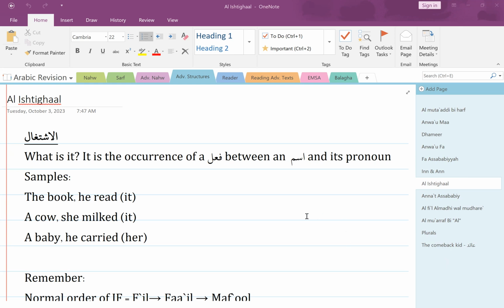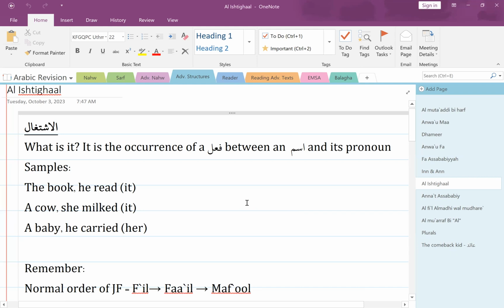So today is just al-ishtighaal. It's a very short topic, like I said. And the question on the mind is, what is al-ishtighaal? So what is this concept? The concept of al-ishtighaal is basically where you have an ism occurring between a fi'l and its pronoun. Okay, so the occurrence of a fi'l between an ism and its pronoun.